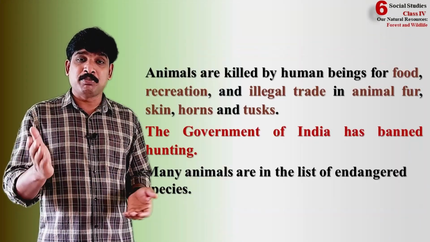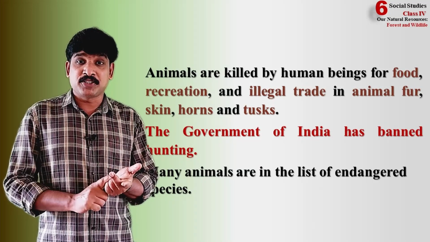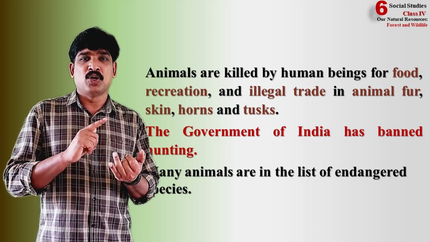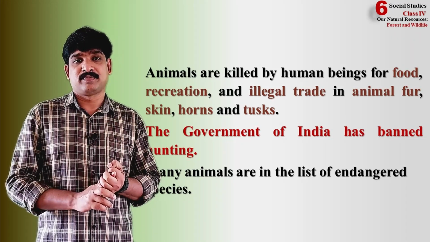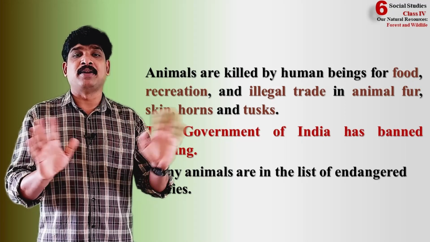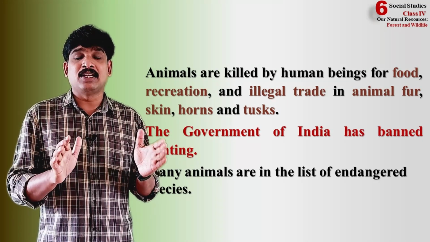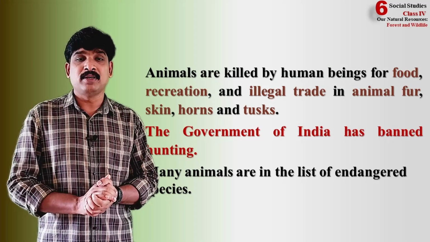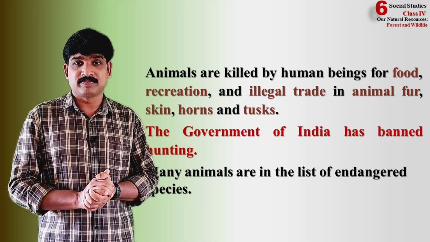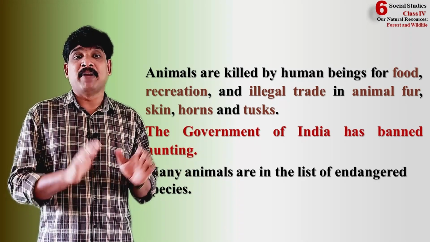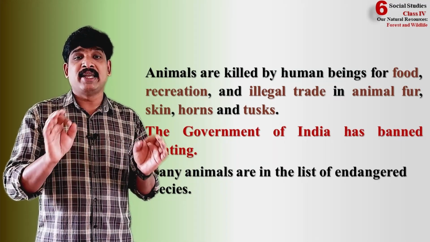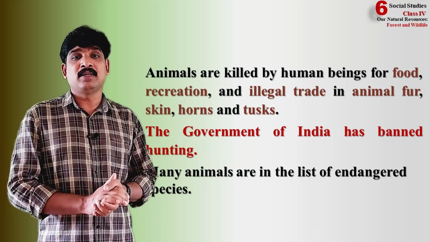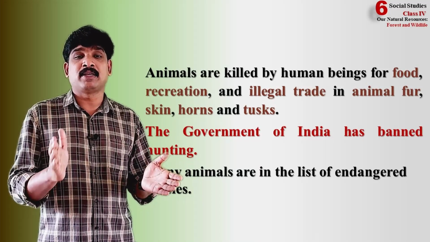But animals are killed by human beings for food, recreation or entertainment, and for illegal trade in animal fur, skin, horns and tusks. The government of India has banned hunting. It is illegal to hunt wild animals in our country. If a person hunts wild animals in our country, he will be punished by law. Because of indiscriminate killing, many animals are in the list of endangered species. That means those animals will disappear from the earth in the immediate future if people keep on killing animals like this.